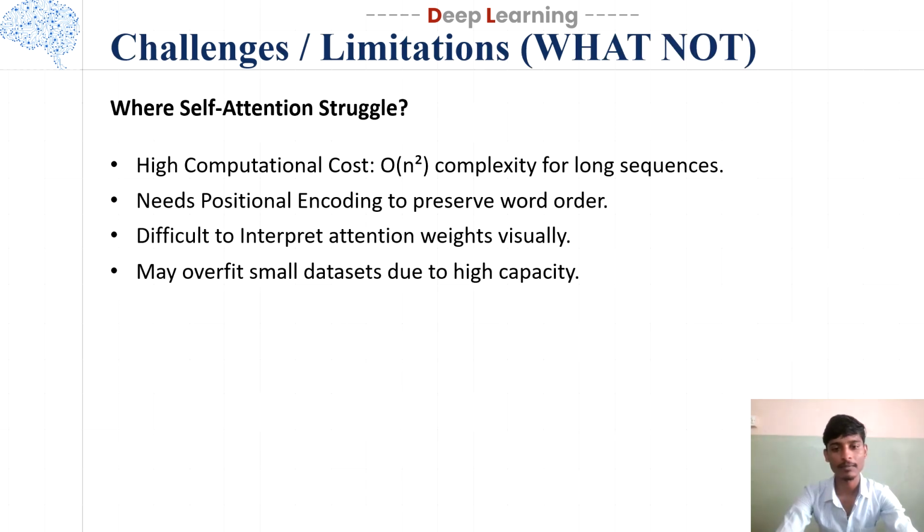Now, self-attention is very powerful, but it also has a few challenges. It has high computational cost. The attention matrix grows quadratically with sequence length. It needs positional encoding to remember the order of words. Attention weights can be hard to interpret, making model behavior difficult to explain. It may also overfit small datasets because of its high learning capacity. These are the reasons why optimization of self-attention for long sequences is still an active research area.